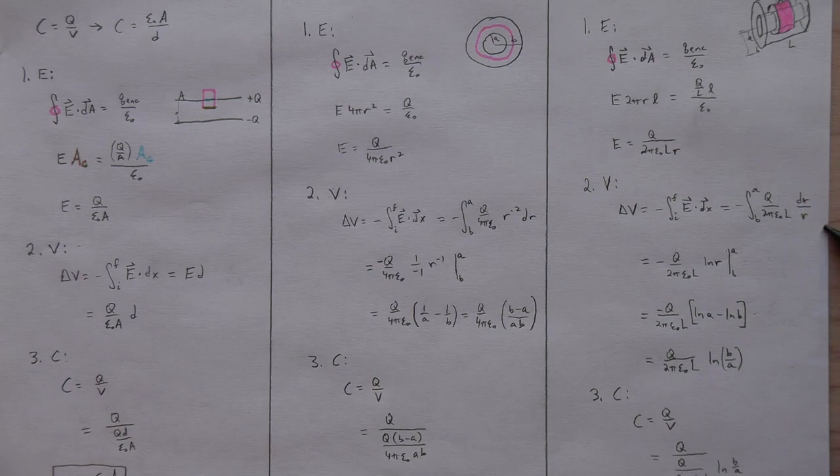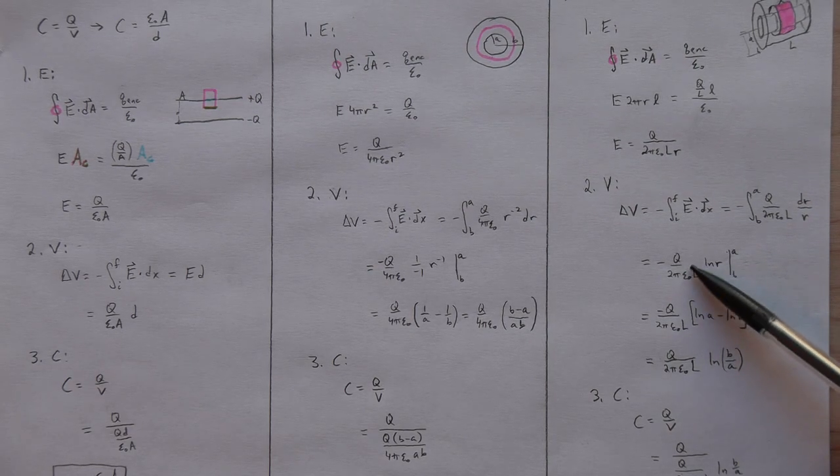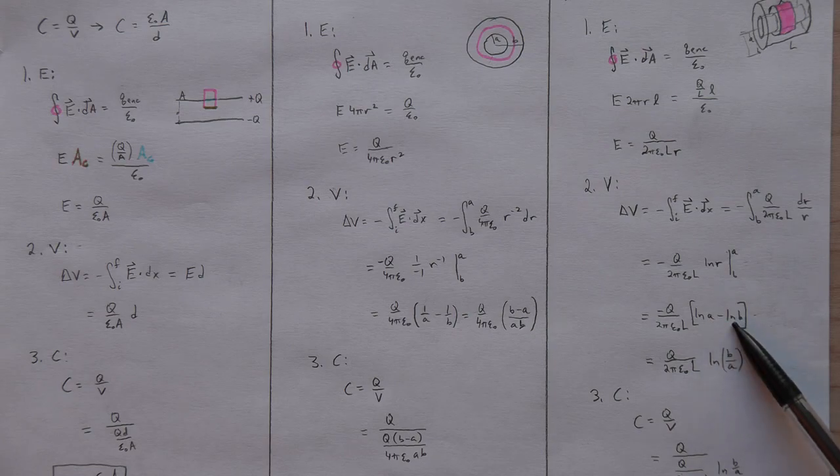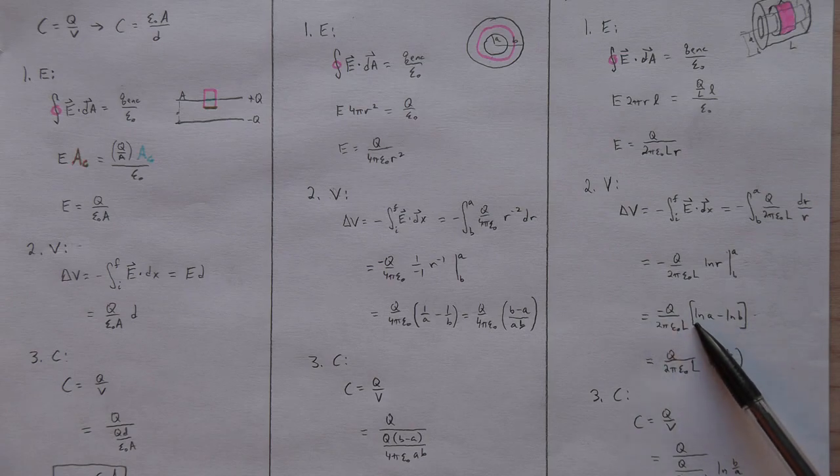Now, dr over r integrates to natural log. All our constants are still there. We plug in the limits, log of a minus log of b, but then with this minus sign, the log of b becomes positive and the log of a becomes negative. And so the log of b goes in the top when we combine the logs. So there's the voltage, okay?